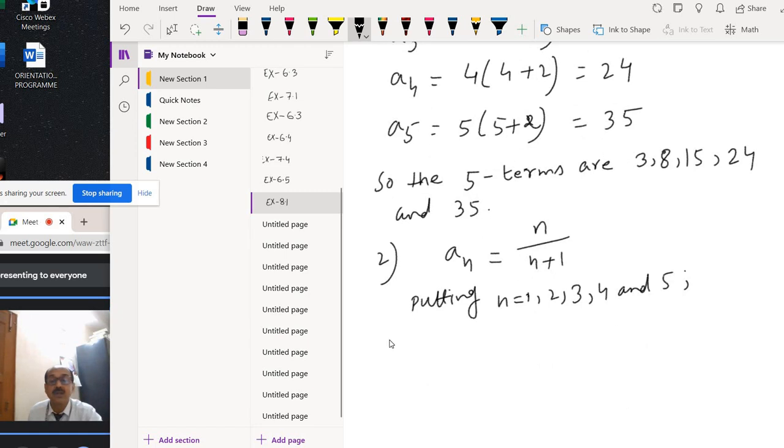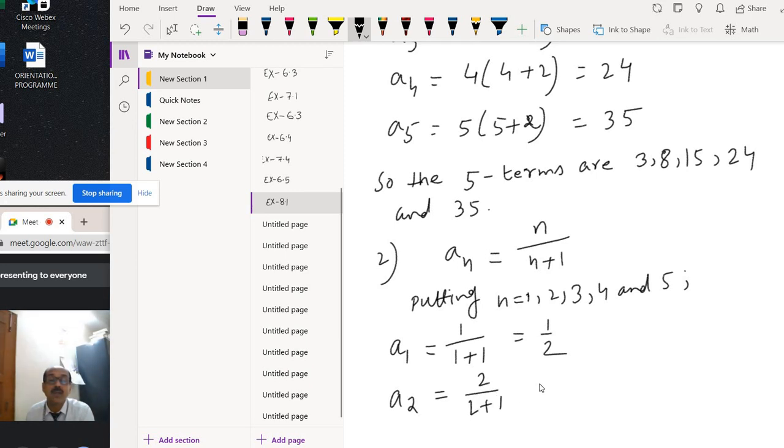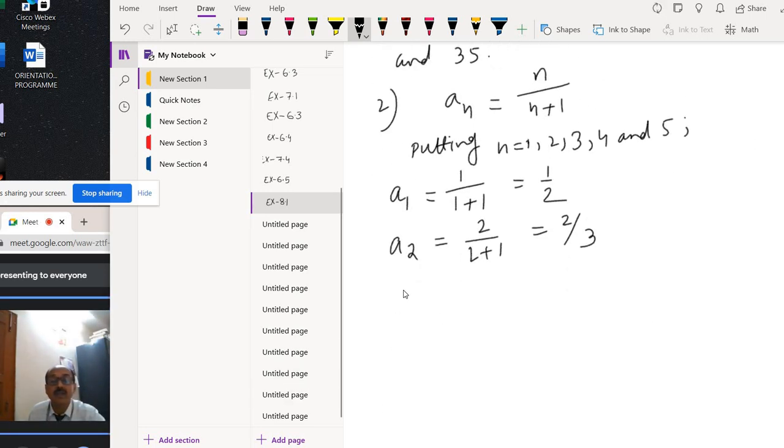So a1, first n equal to 1. a1 equal to 1 by 1 plus 1, which is 1 by 2. Okay. A2 is 2 by 2 plus 1, which is 2 by 3. Then a3 is 3 by 3 plus 1, which is 3 by 4.